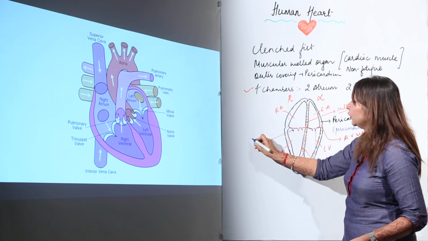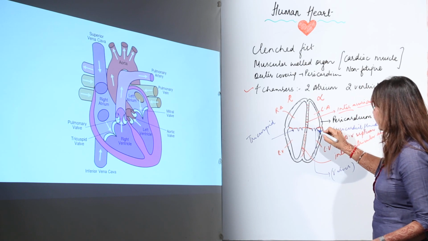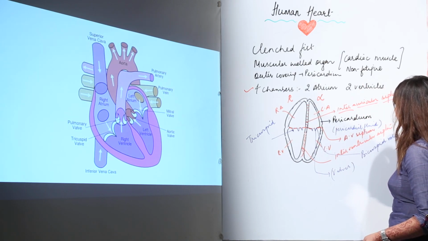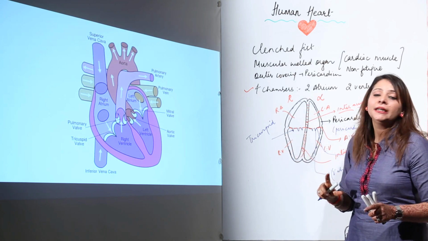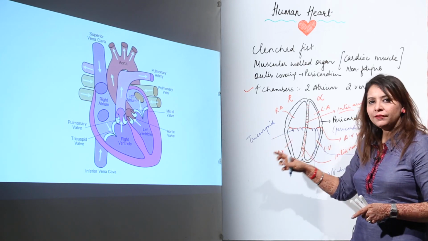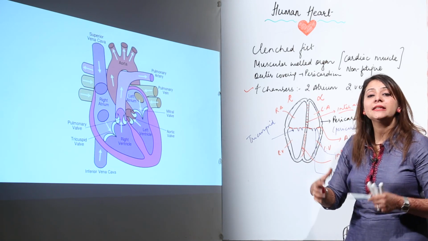These three are called tricuspid valves, and these two are called bicuspid valves, because they are two, so they are termed bi, and they are three, that is why tri, and depending upon their shape they are both cuspid. So this is the tricuspid valve and this is the bicuspid valve, and they perform an important function. They prevent the backflow of blood.